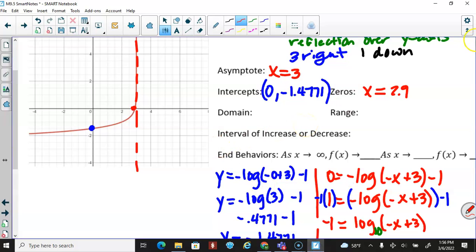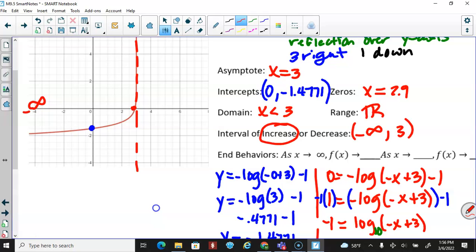So our domain this time is going to be x is going to be less than 3, right? Because all of our x values are to the left of that asymptote. Our range is still all real numbers. This time, again, our graph is increasing. Where's it increasing from, though? From negative infinity, which is out here, right, to where? Our asymptote, which is our 3, right? So that's what we're going to put in there.